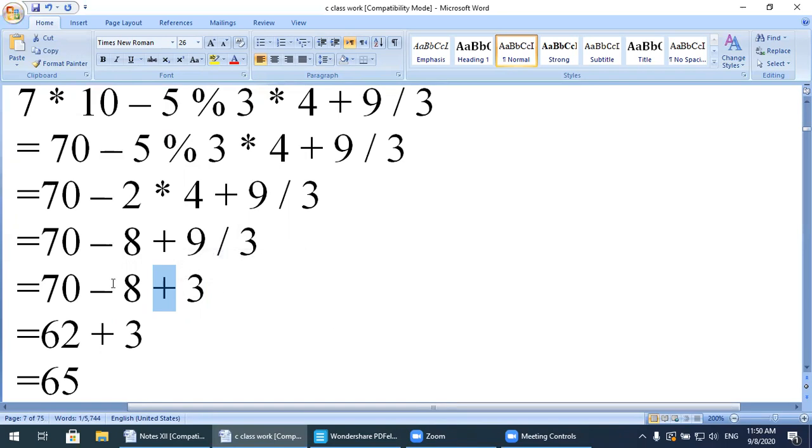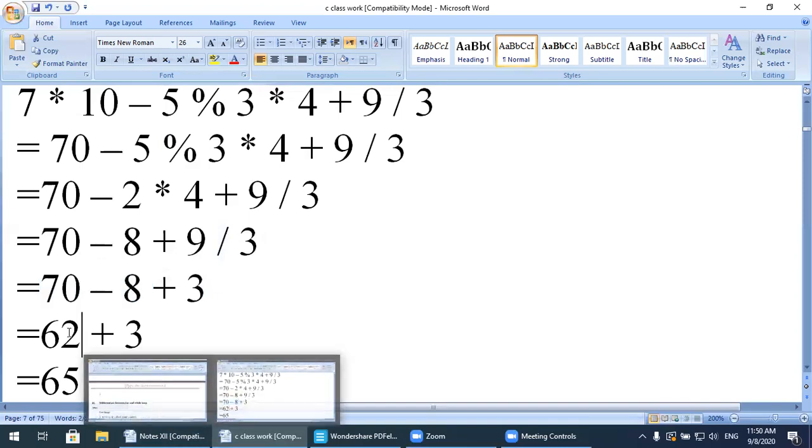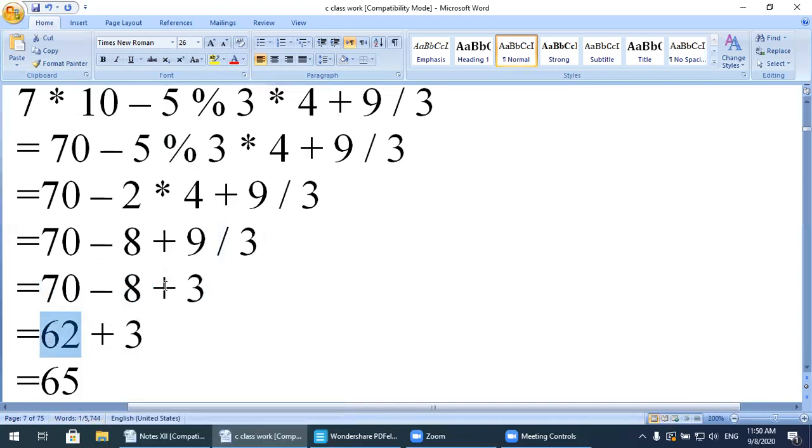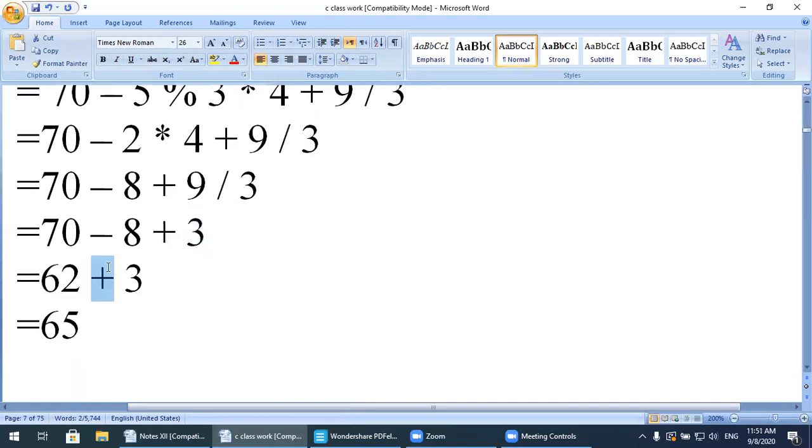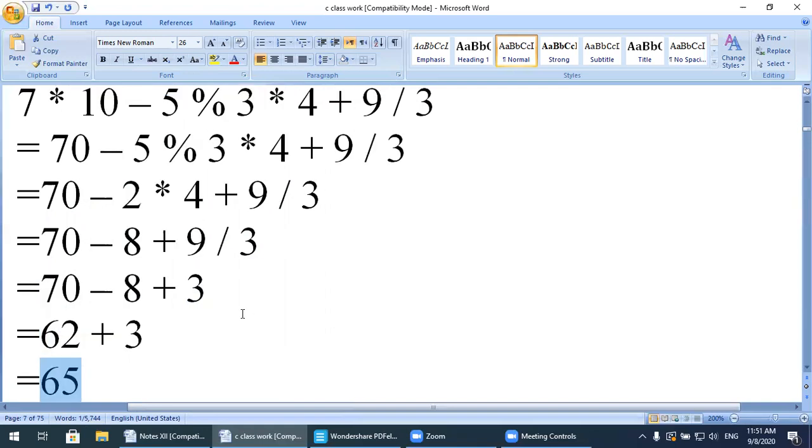So minus is present at the left position. So 70 minus 8. 70 minus 8, the answer is 62, plus 3 is written. Now we have only one operator left, 62 plus 3. Its answer is 65. So this is the way how to solve the expression.